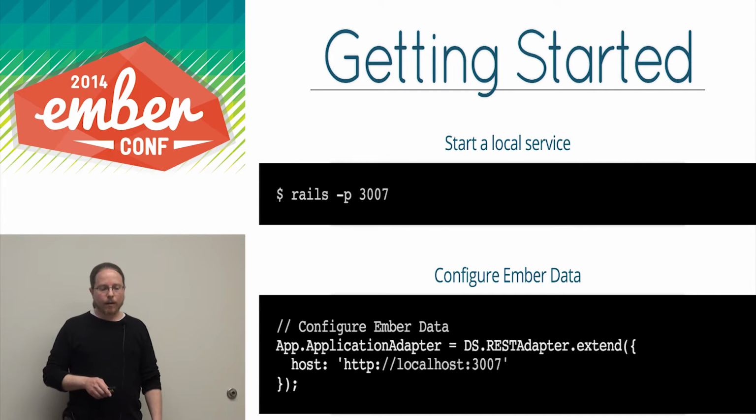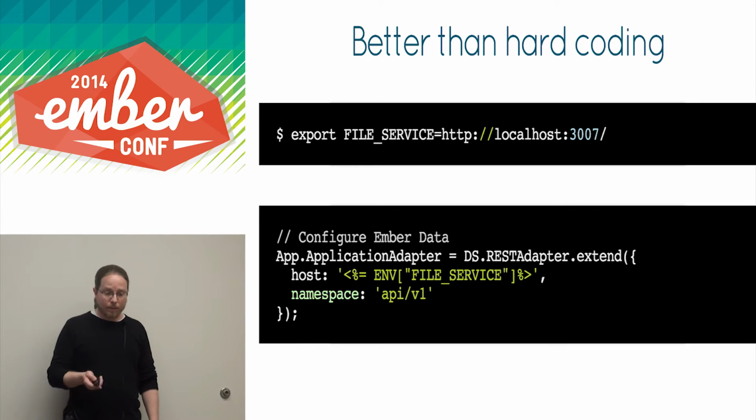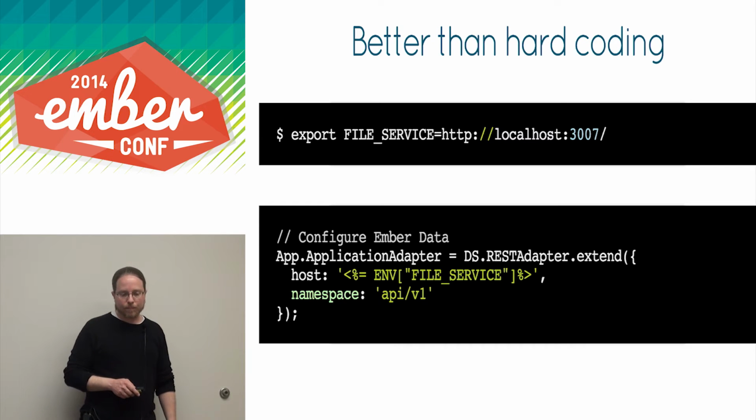Better than hard coding it, I like to rely on environment variables to hold the information about where to look. So for local development, you could just export it, or maybe set up a .env file. And then you're going to configure your build tools to allow you to pull from that environment variable to set up your host.